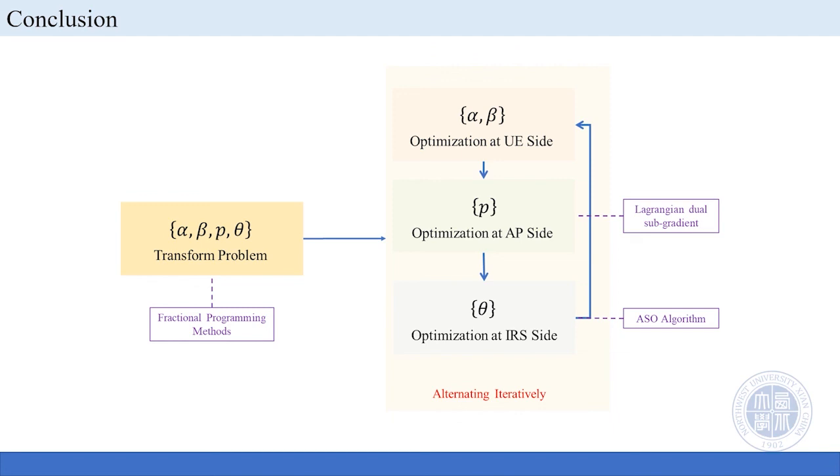Simulation results demonstrate that IRS can improve the performance of conventional cell-free networks, and the proposed alternating iteration algorithm achieves considerable performance gains over benchmark schemes.